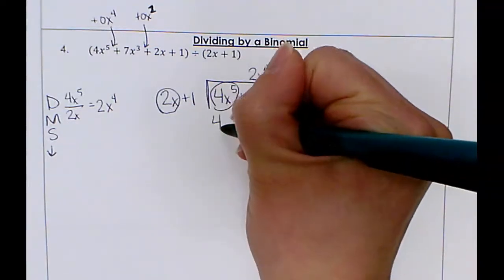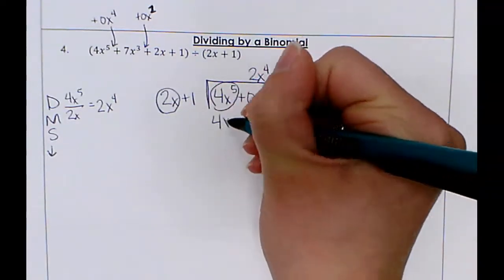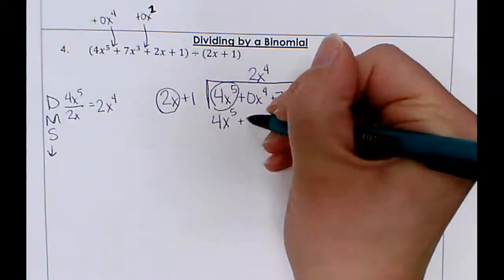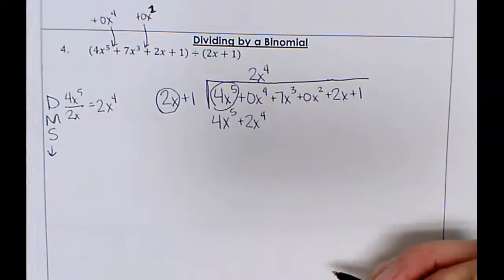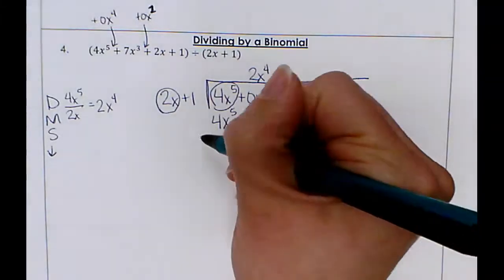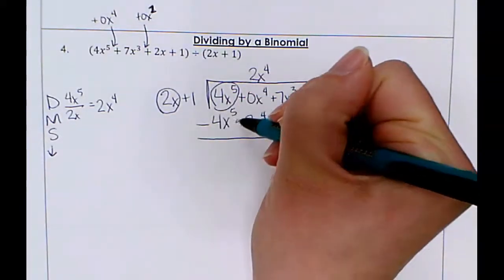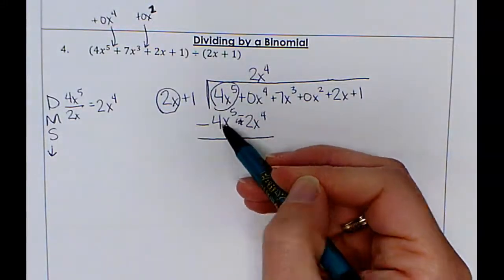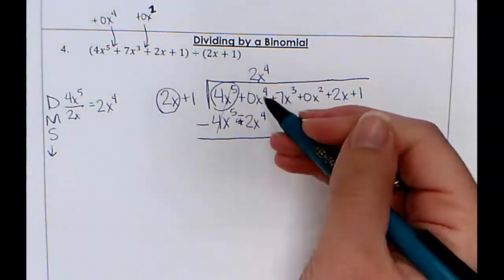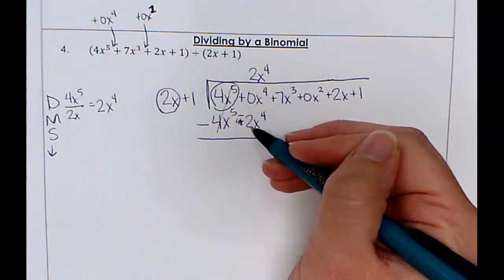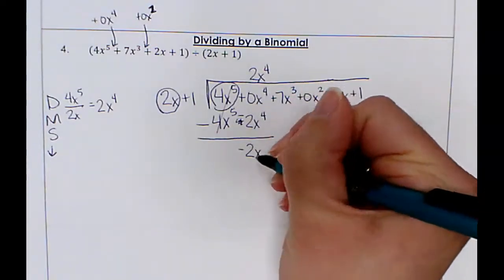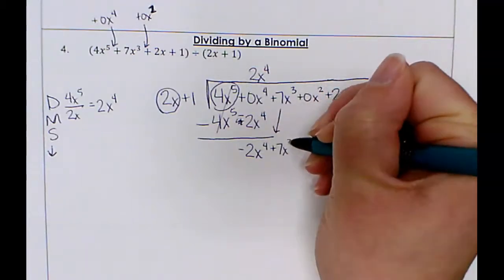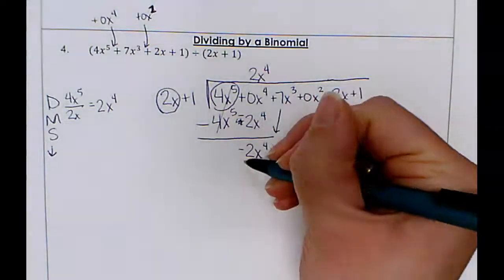2 times 2 is 4. X to the 4th times x is x to the 5th. And 2x to the 4th times 1 is the same thing, 2x to the 4th. I draw the line, I change both signs. 4x to the 5th minus 4x to the 5th goes away. 0x to the 4th minus 2x to the 4th is negative 2x to the 4th. And I bring down plus 7x cubed. And I start the process over with my first term.